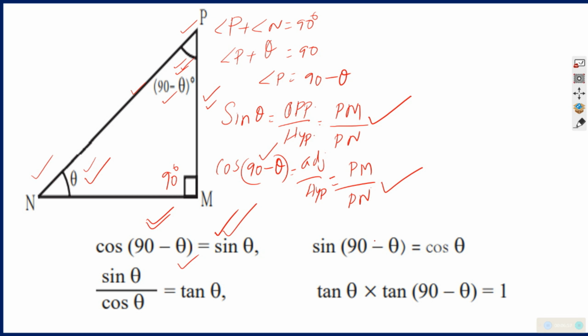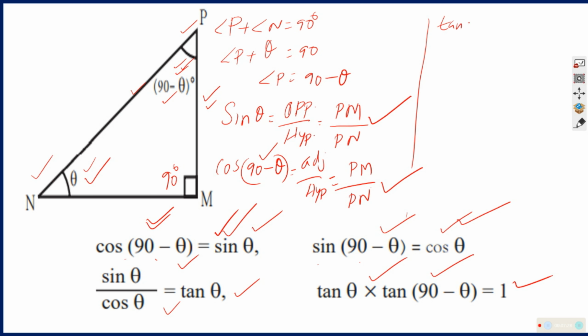In the same way sin 90 minus theta becomes cos theta. Sin theta upon cos theta is tan theta, that you learned very well last year. Naturally the answer of cos 90 minus theta is sin theta, and the answer of sin 90 minus theta is cos theta. So tan 90 minus theta will be the reverse of it. So tan theta into tan 90 minus theta is equal to 1. If you want, I will show the explanation of that.